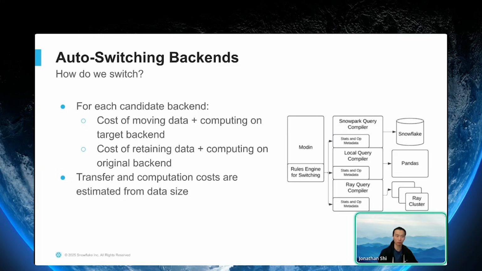Our heuristics for performing this cost estimate are not particularly complicated. We essentially just estimate the size of the data frames that are part of the operation, and we use the number of rows and the number of columns in the input to determine how expensive it would be to perform an operation or to perform a data transfer.